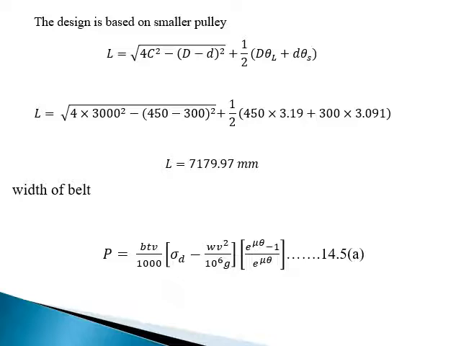to b t v divided by 1000 sigma d minus W into V square divided by 10 to the power 6 into g, multiplied by e to the power mu theta minus 1 divided by e to the power mu theta. So this is the equation we use to calculate the width of the belt.